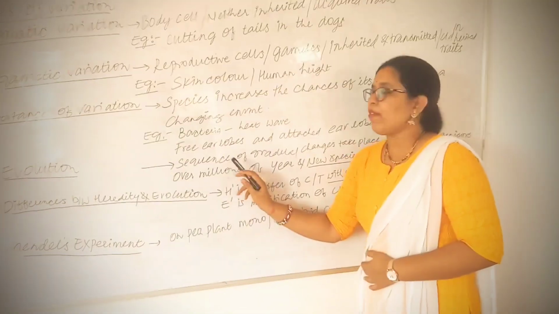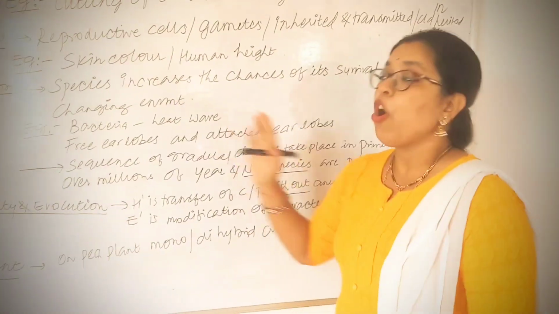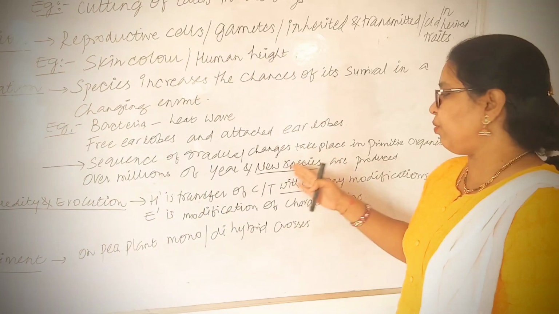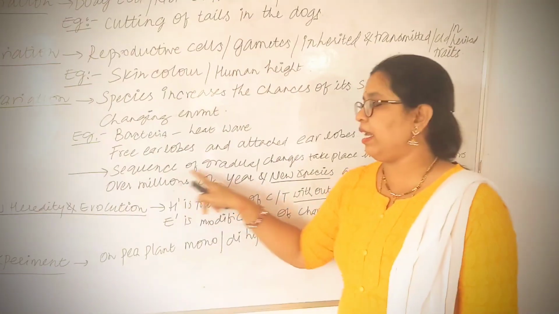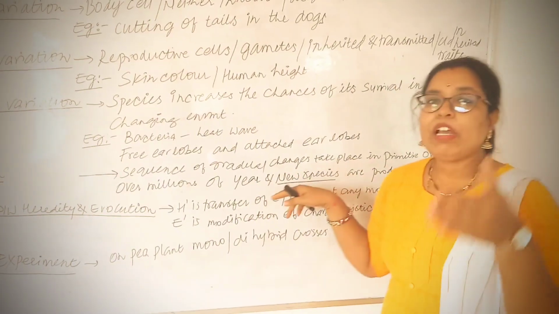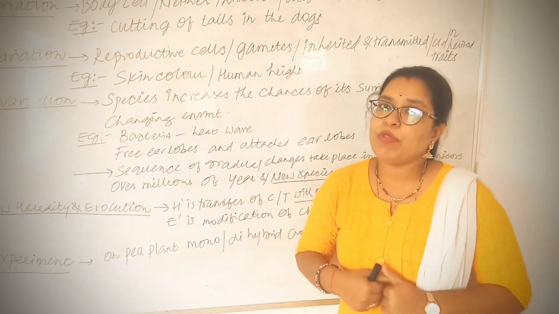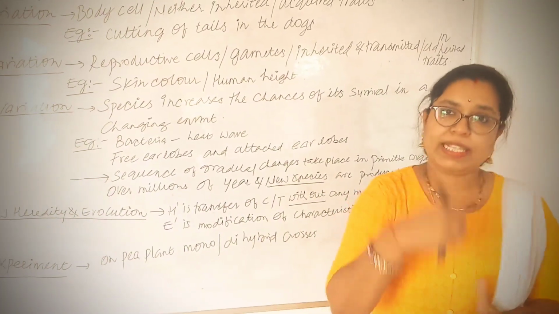What is evolution? Evolution is a sequence of gradual changes taking place in primitive organisms over millions of years, occurring sequentially. Gradual changes are occurring in the living organisms. Which organisms? Those are very primitive organisms, and this is leading to a new species.